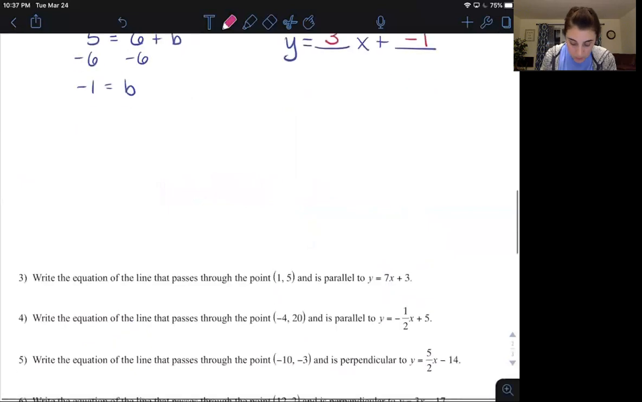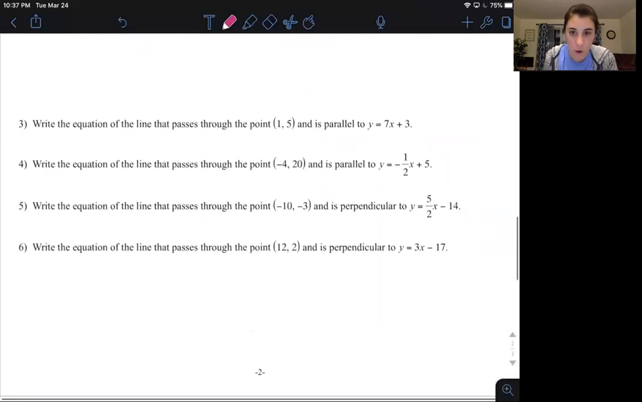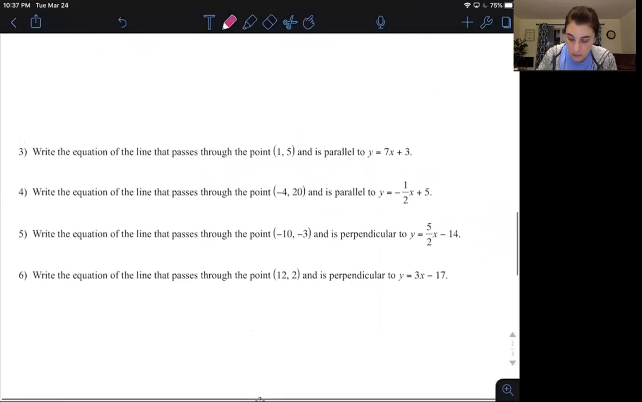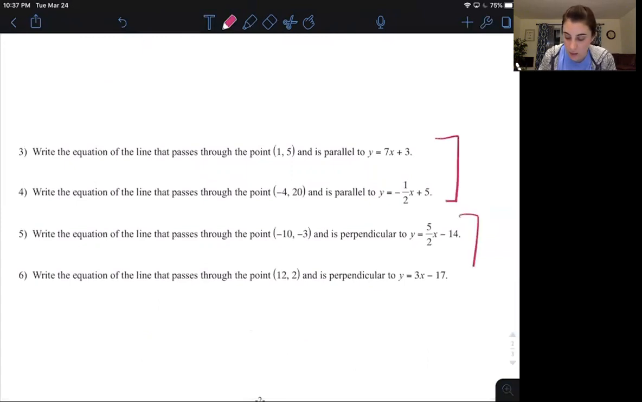Okay, so what I'm gonna ask you guys to do is these 4 questions. So you will notice that the first 2 talk about being parallel, and then the last 2 talk about perpendicular. So feel free to rewind this video, pause it, do whatever you need to, but these examples work just like the ones that I just did.